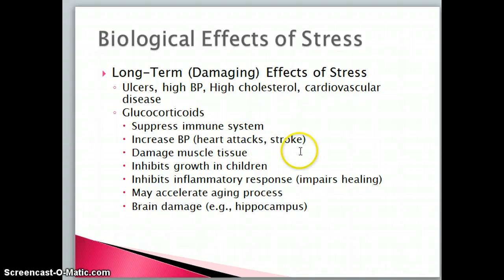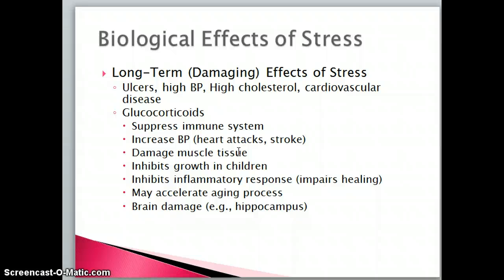It can lead to heart attacks and stroke when the arteries are weakened or blocked with clogging plaque from a high-fat diet, which narrows those passageways. And so having too much blood pressure going through these narrowed passageways can lead to heart attacks and strokes in the brain. Muscle tissue can be damaged. Children who are overly stressed chronically can be smaller, and their growth can be inhibited relative to their same age peers who are not exhibiting the same stress.